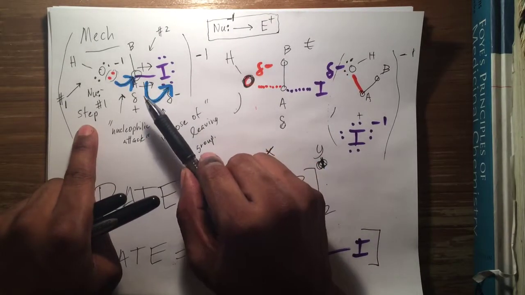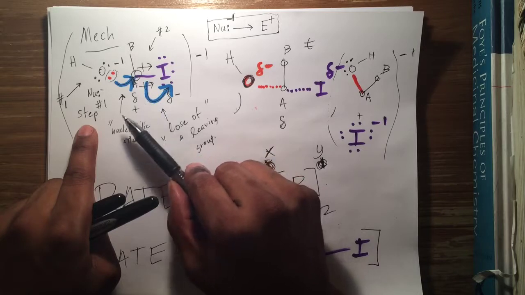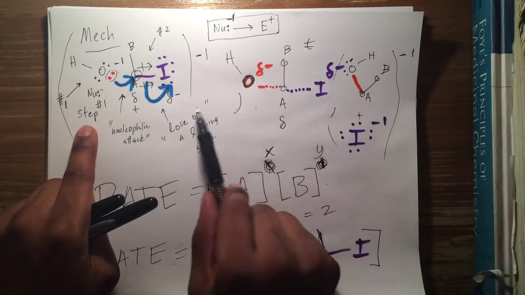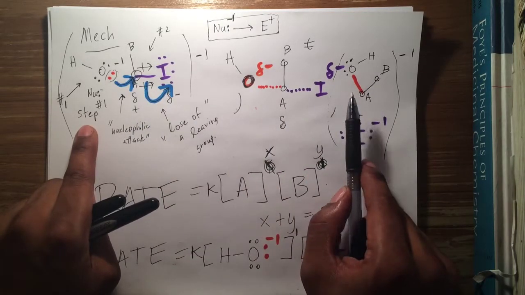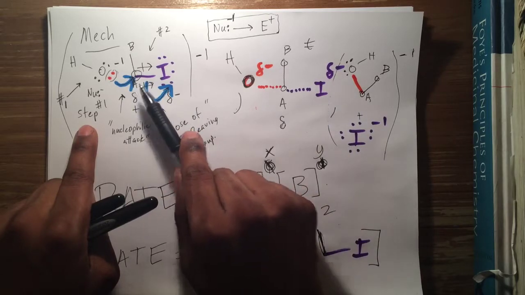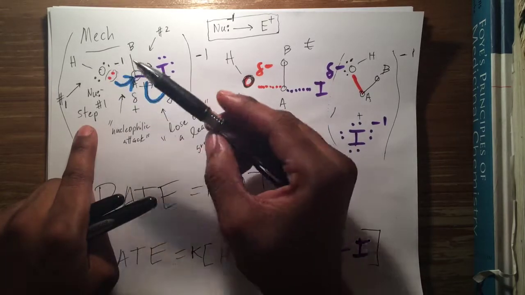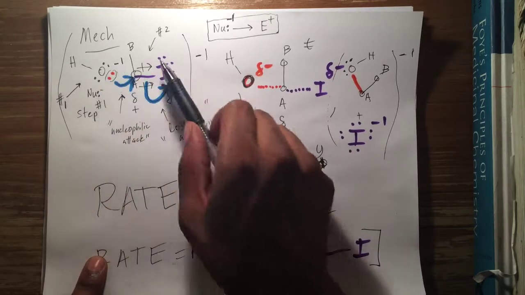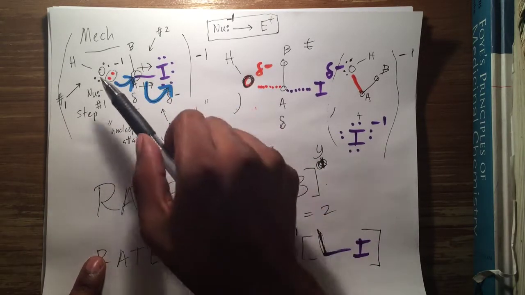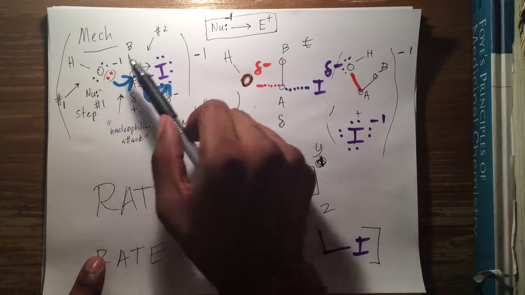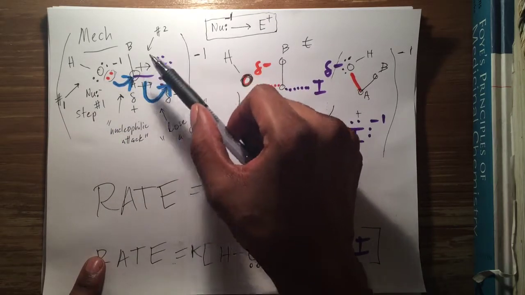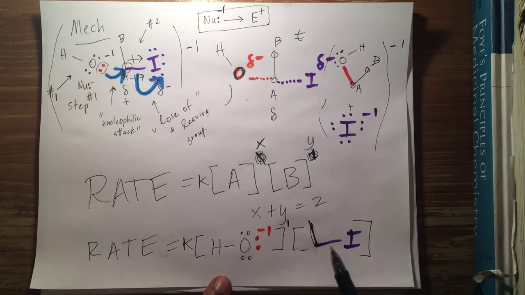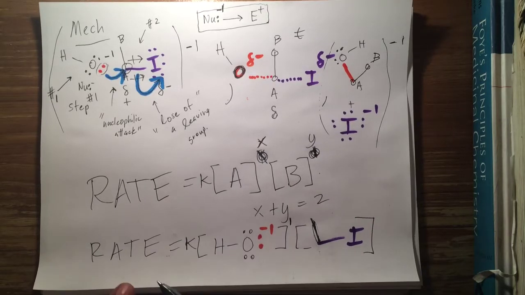The reason step 1 is the slowest step in this reaction is because after this slow step happens, everything else happens very fast. And the slowest step is the rate determining step. Now notice, there are two molecules involved in the slowest step: the nucleophile, molecule number 1, and the electrophile, molecule number 2. That's why the nucleophile is in here and the electrophile is in here, because those are the two molecules that the whole rate is dependent upon.